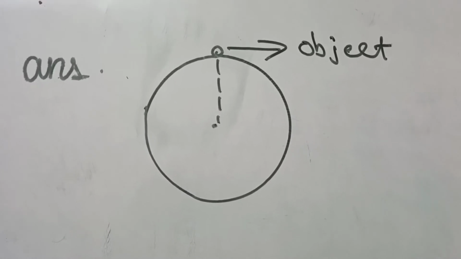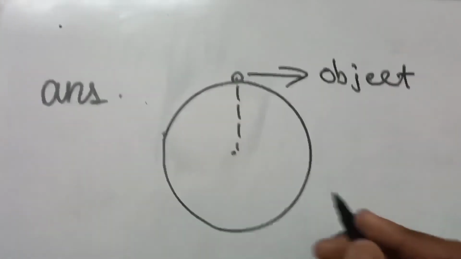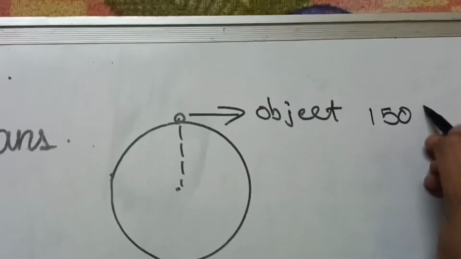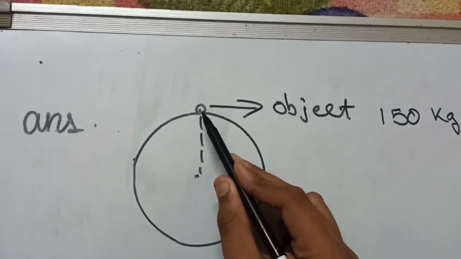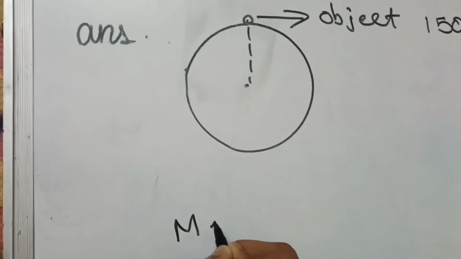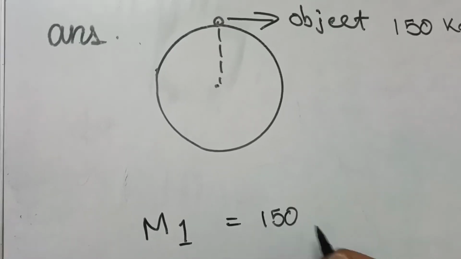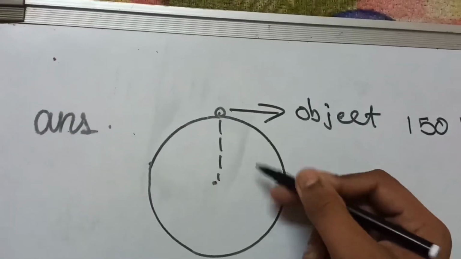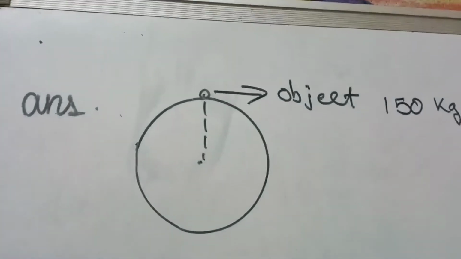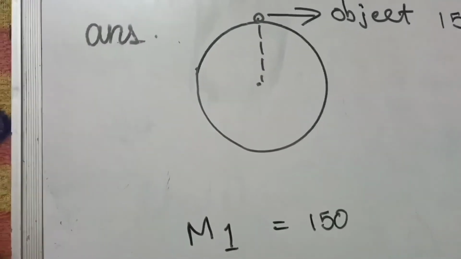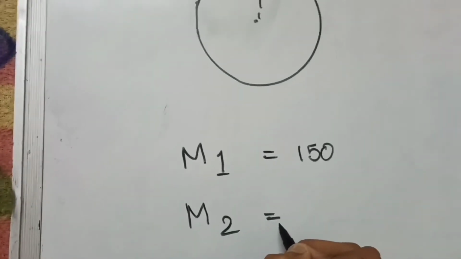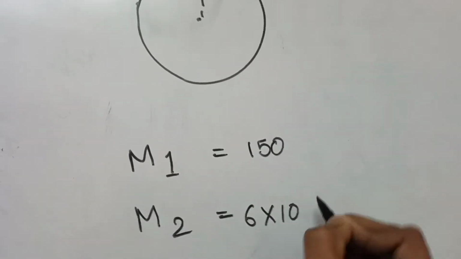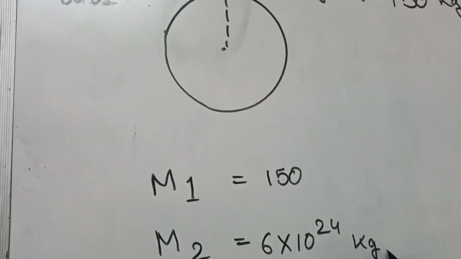To answer this question, first we will have to understand it. So in this question, it is given that an object of 150 kg mass is kept at the surface of the earth. So that will be our M1, 150 kgs. Then the mass of earth is given because the second object in this gravitational force is earth. So we will take the mass of earth as M2, and it's given in the question that the mass of earth is 6 into 10 to the power 24 kgs.